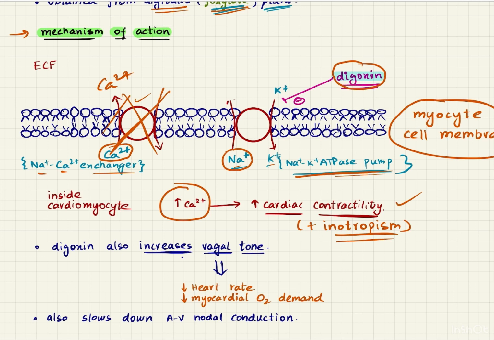Digoxin also increases the vagal tone, and because it increases the vagal tone, it decreases the heart rate and decreases the myocardial oxygen demand. Digoxin also slows down AV nodal conduction. These are some points which you have to keep in mind regarding the mechanism of action. Apart from positive inotropism, digoxin also increases the vagal tone, decreases the heart rate, and slows down the AV nodal conduction.